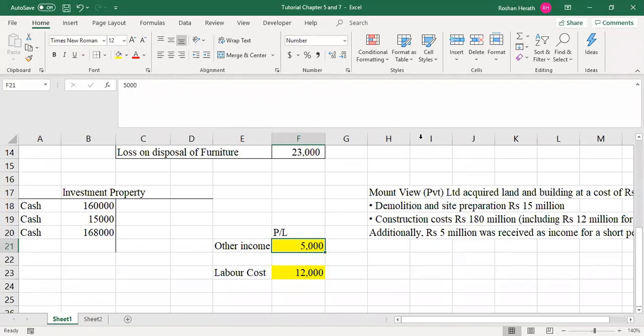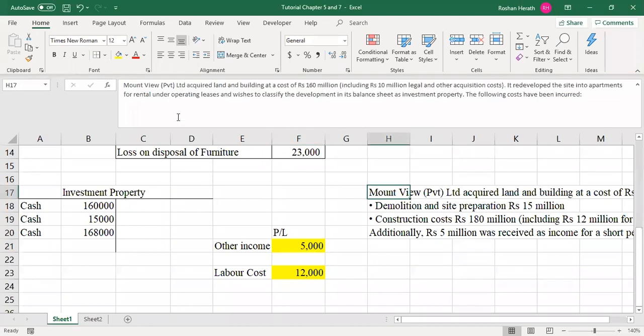In this question, as renting under the operating lease, is it correct to classify under investment property? Okay, let's look at the question. Mount acquired a land and building at a cost. The redevelopment site into the apartment for rental under operating lease. Yes, that is perfectly fine.